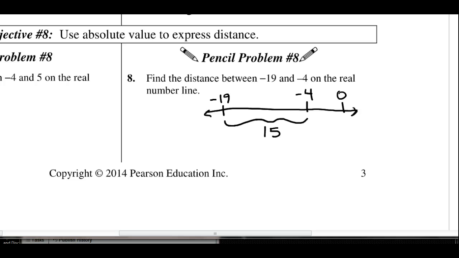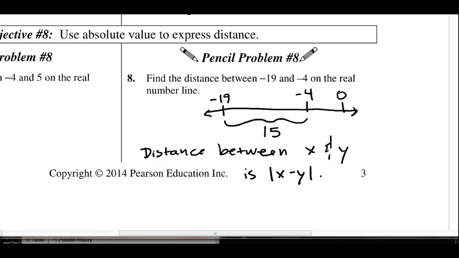But how could you figure it out otherwise? Well, we could just write down their difference in terms of the absolute value. So the distance between any two numbers, we'll just call them x and y, you can always figure that out by just doing the absolute value of x minus y. And the order doesn't actually matter because the absolute value is always going to give you the positive value.